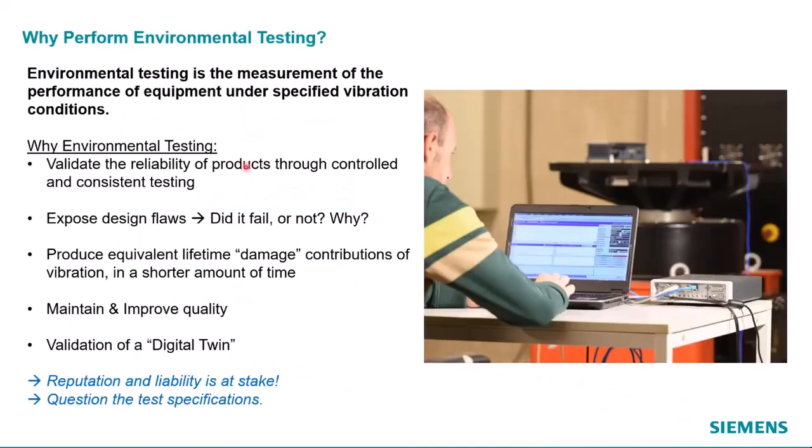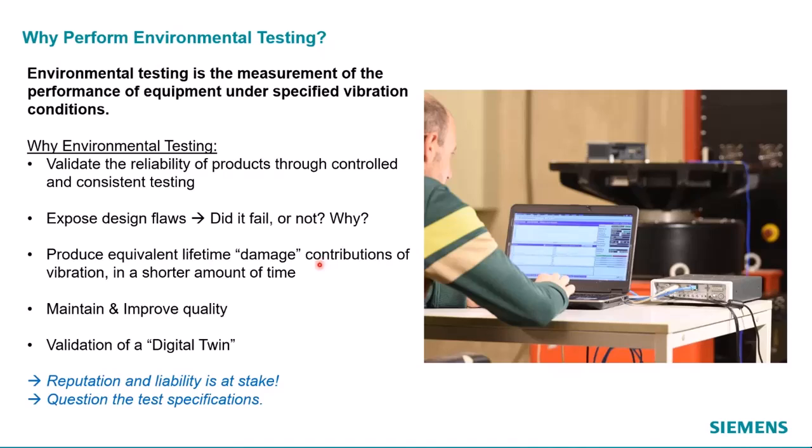So why perform environmental testing? Basically to validate the reliability of the products through controlled and consistent testing, but we want to make sure that we're replicating those conditions accurately. And we want to expose any design flaws. Did it fail? If it did fail, why did it fail? And if it didn't fail, we want to make sure that we understand that we're characterizing those environments accurately. You don't want to be under testing, and you certainly don't want to be over testing. So you want to be accurate in the way you represent those real conditions.